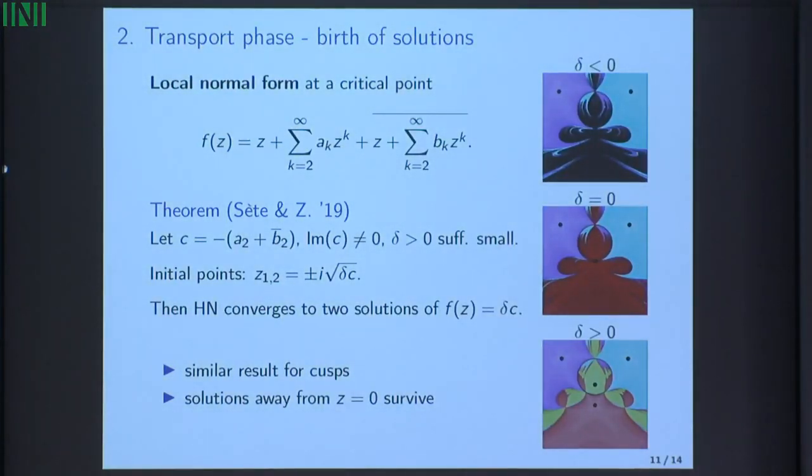Now we come to the transport phase. Now we have to transport our pre-images to actual zeros. The interesting point is, of course, what happens if the number of solutions changes? If the number does not change, then from the local convergence property of Newton's method, everything is clear. If the eta step is small enough, then it works.